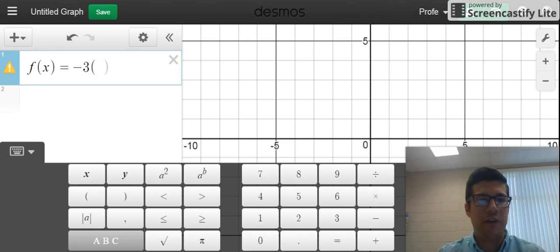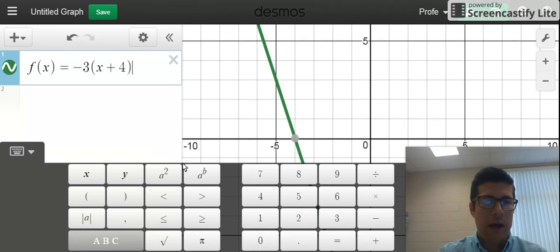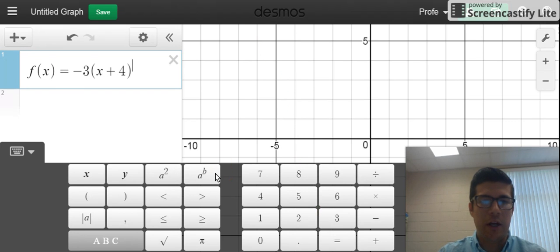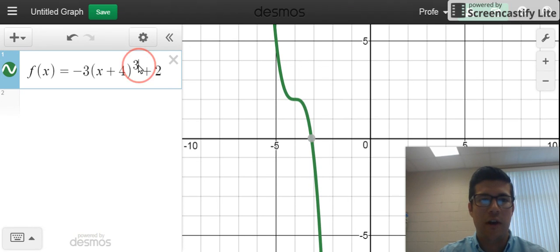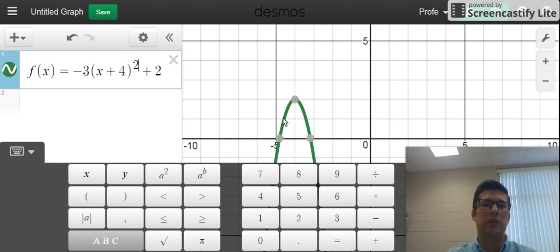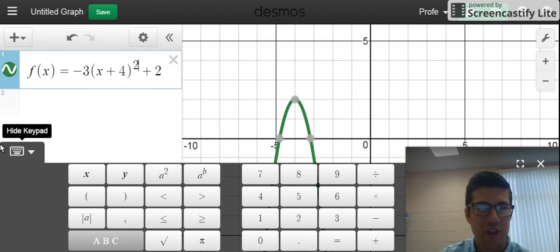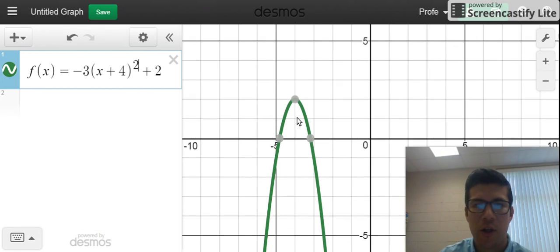If I have the graph of negative 3 times x plus 4, and let's make it a cubic function, and then to that, I add 2. Why is the graph located here? Actually, I'll make it a little simpler. Let's just use a parabola. It's really easy to see transformations with parabolas.